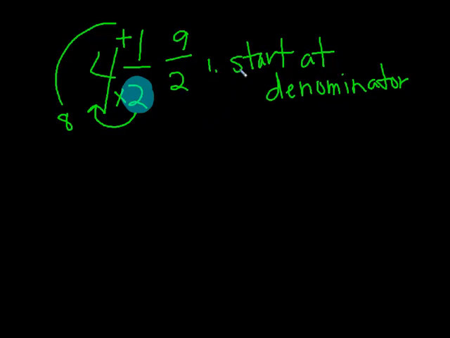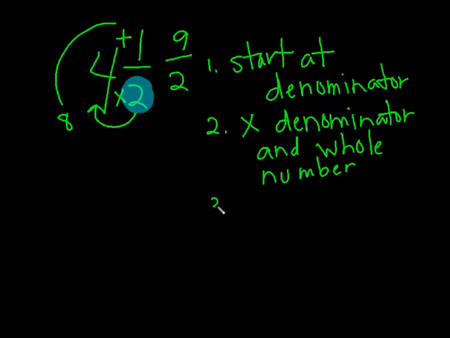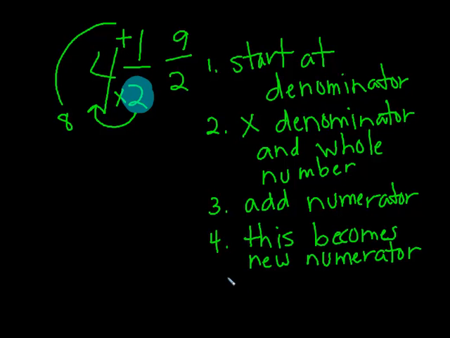So when I look at my steps, I started at the denominator, I multiply the denominator times the whole number. Then once I get that product, I add the numerator to it, and that becomes my new numerator. You're going to say what? And this becomes the numerator in our improper fraction. So it is our new numerator. And then you keep the denominator the same. The denominator does not change.